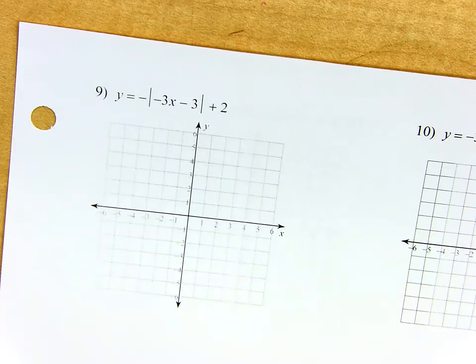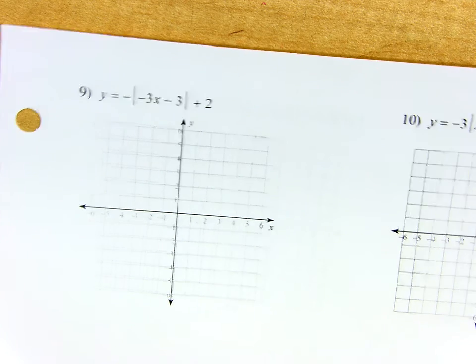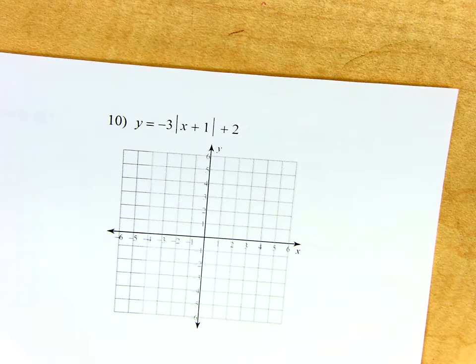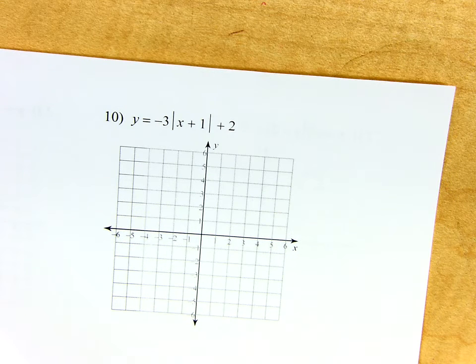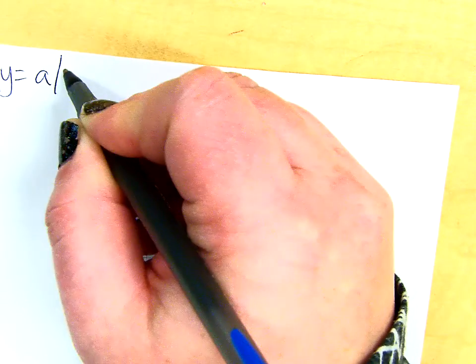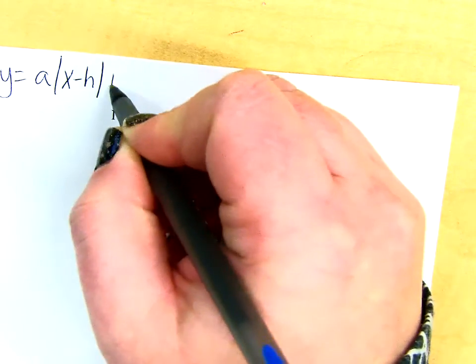Okay, so if we're going to try and graph some harder absolute values, if you look at something like number 10, you know how to do this. It's the same thing like we did yesterday. No surprises, nothing's different. Because if you recall yesterday, we wrote down this formula. Y equals A times the absolute value of X minus H plus K.